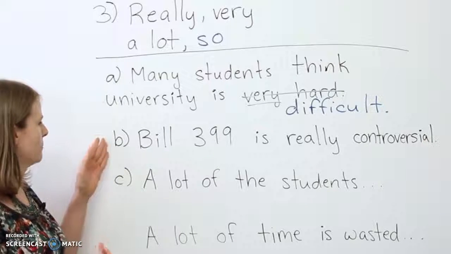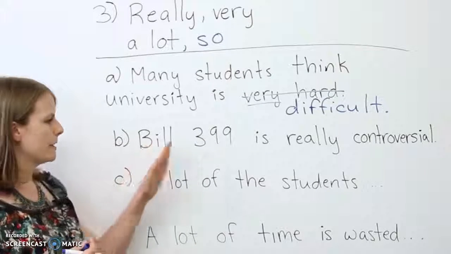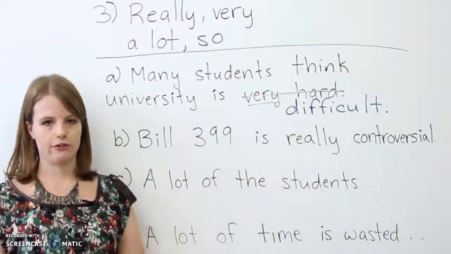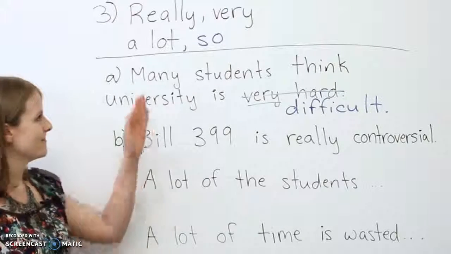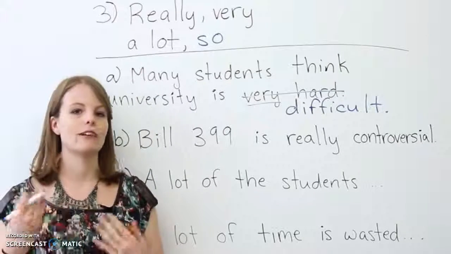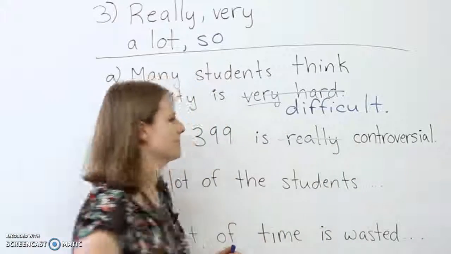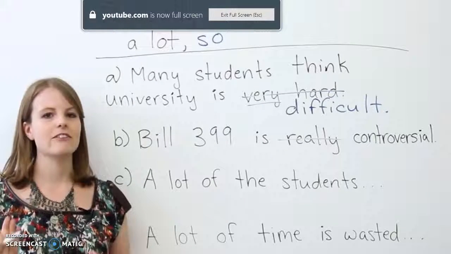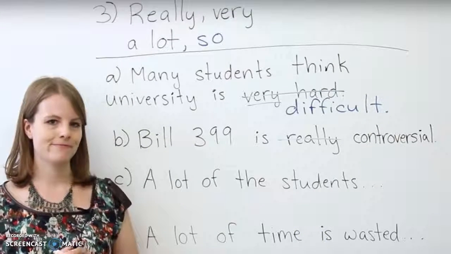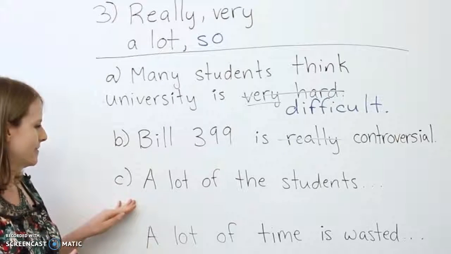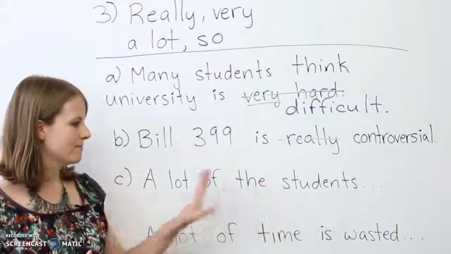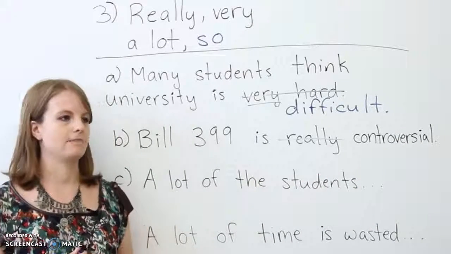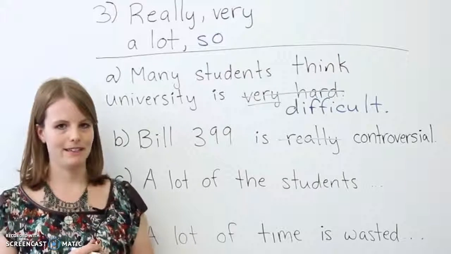So let's look at sentence B. Bill 399 is really controversial. So again, in academic writing, avoid the usage of really. We could just say Bill 399 is controversial. The sentence sounds better. It sounds more formal. Okay. C. A lot of the students, I didn't finish this sentence. I could say a lot of the students live on campus.